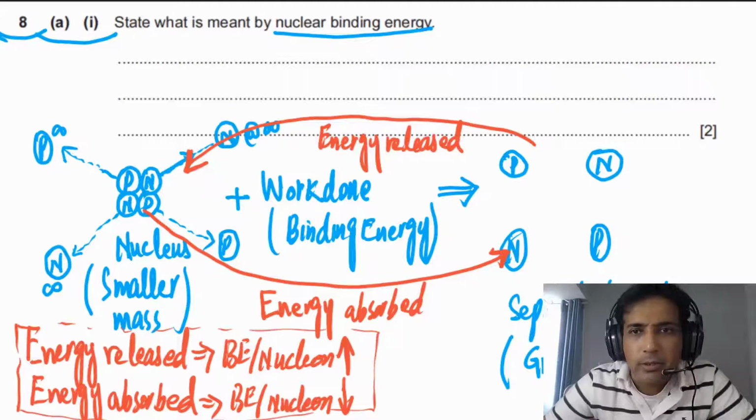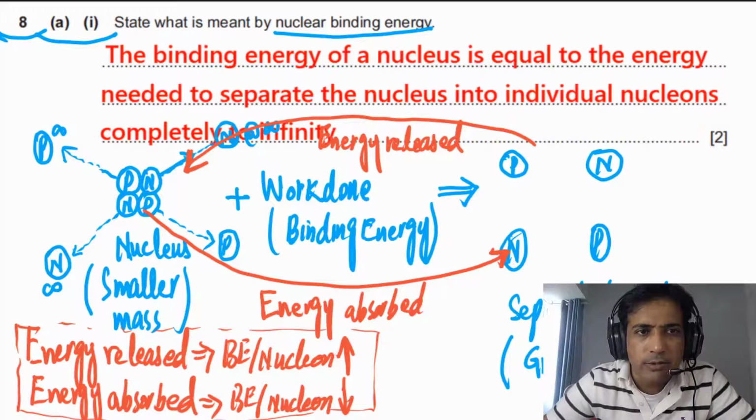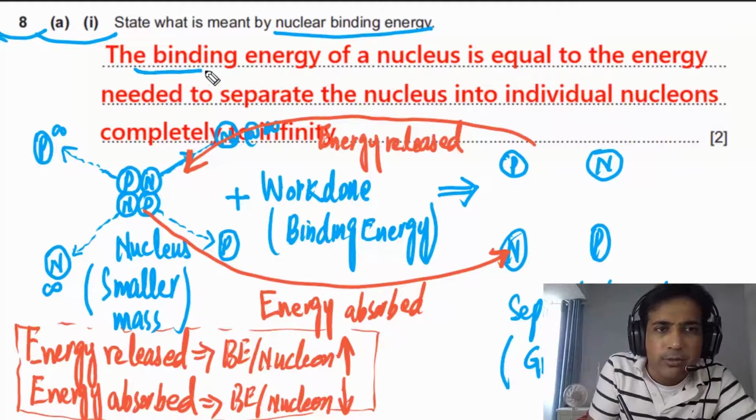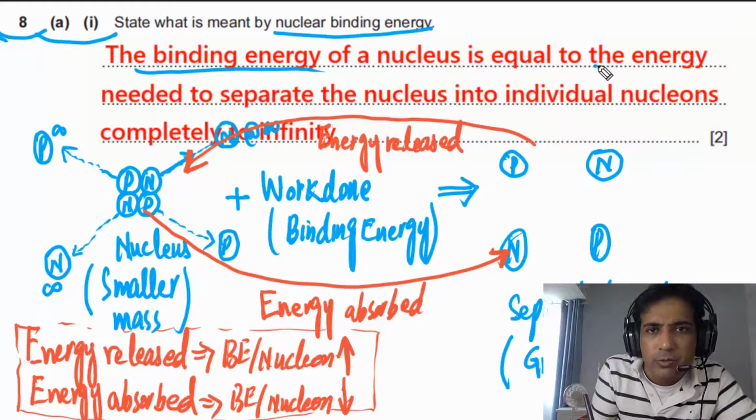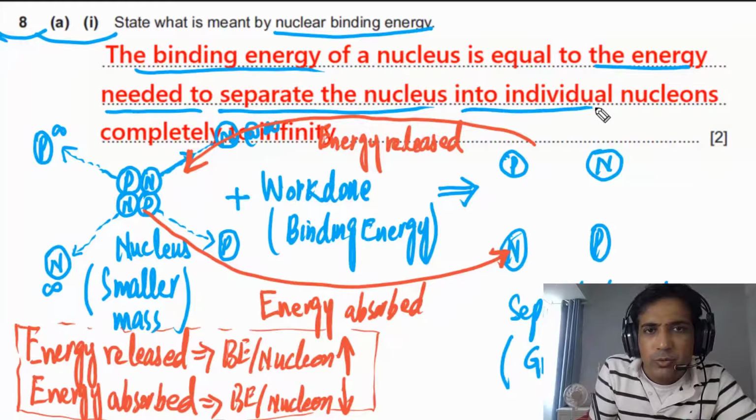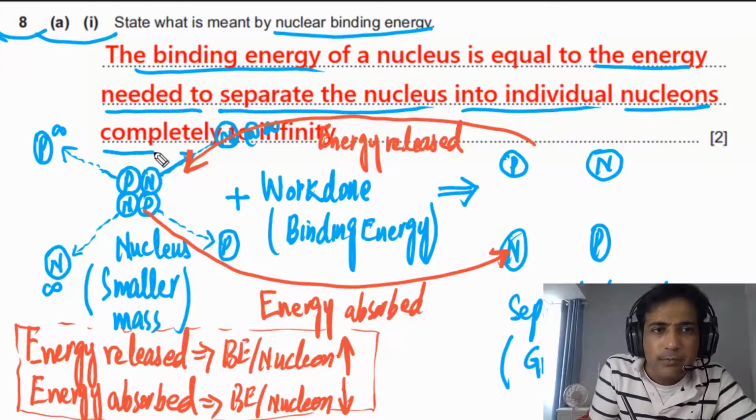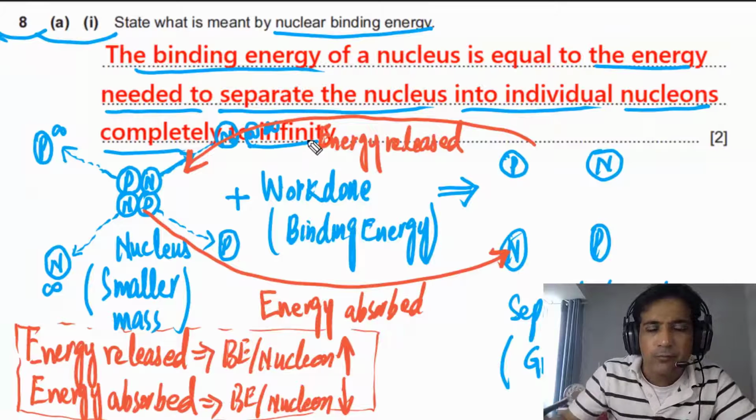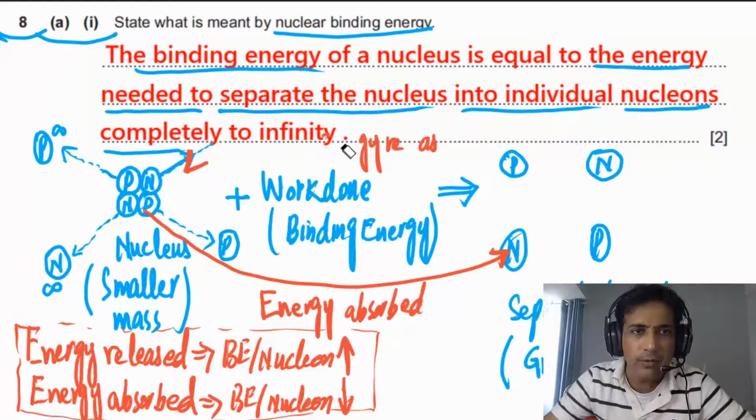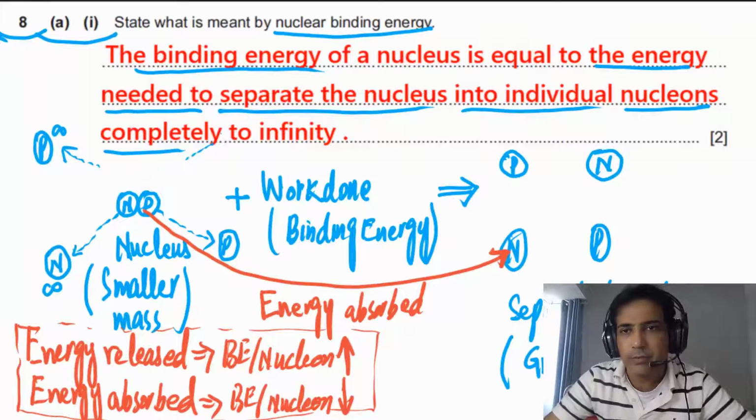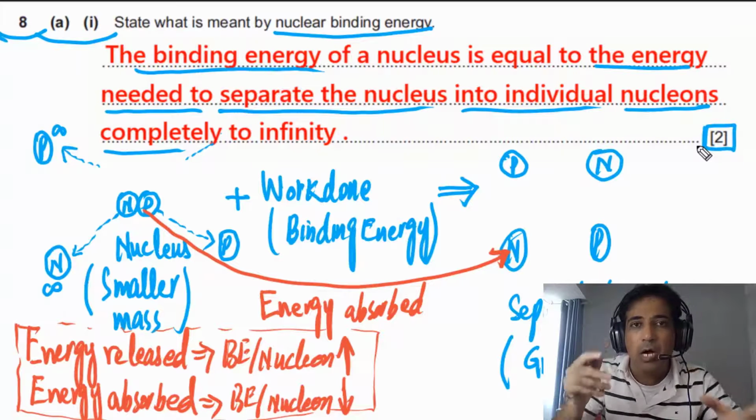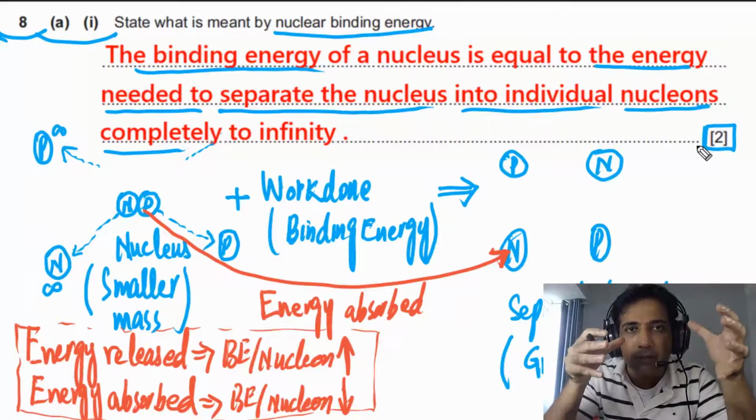Now let's try to write down our answer for this question. In order to write down the answer, you have to mention these points. You have to mention the binding energy of a nucleus is equal to the energy needed to separate the nucleus into individual nucleons completely to infinity. So let me clean first of all so you can see what I have written. Completely to infinity. If you write down these points, you will get 2 marks. So this is how you need to state binding energy in a proper way.